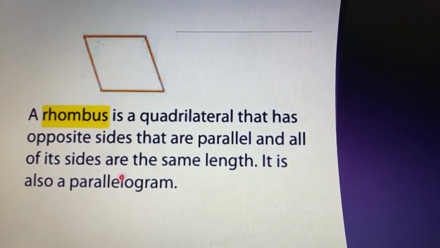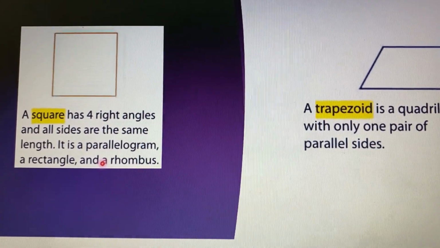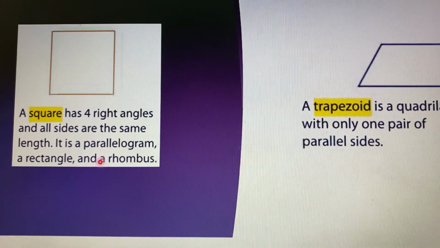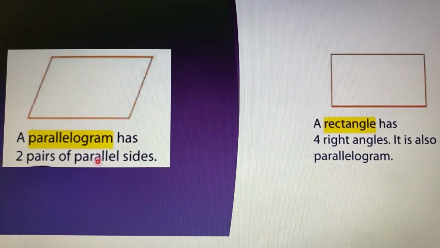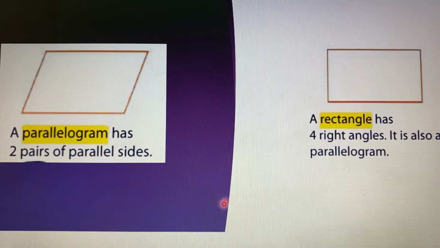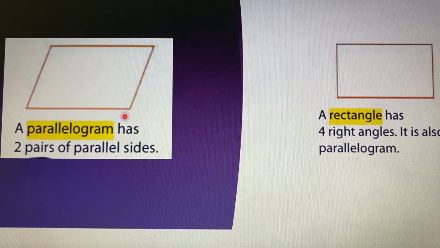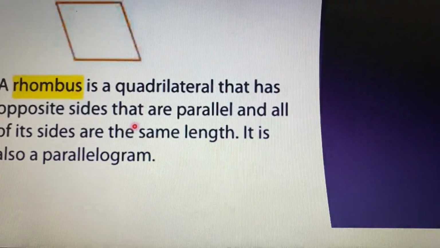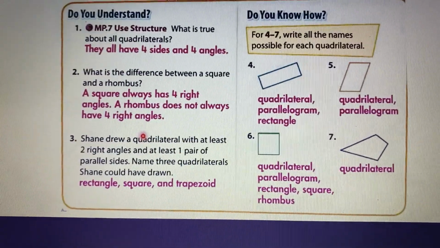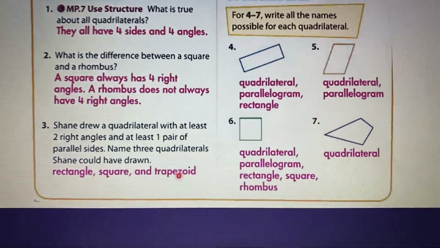Can't be a rhombus? No. Can it be a square? Yes. Two right angles at least, so it can be four right angles. Can it be a rectangle? Yes. A rectangle's angles are right. Can it be a parallelogram? No. So rectangle, square, and trapezoid.